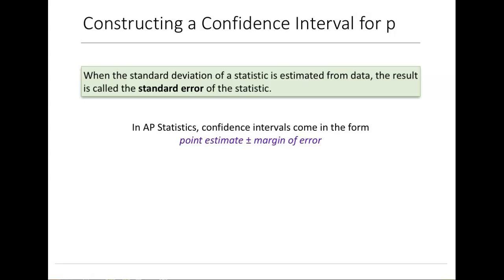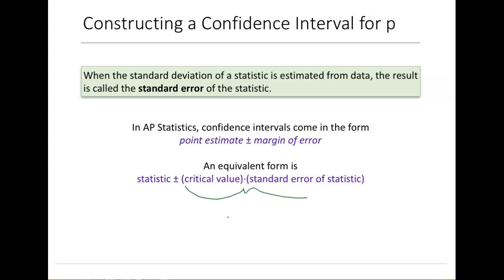All right, so just to review, the way we construct a confidence interval is you start with a point estimate, you add and subtract the margin of error. And an equivalent form, this is what's actually in your formula packet, is you start with a statistic, and your margin of error actually consists of these two things.